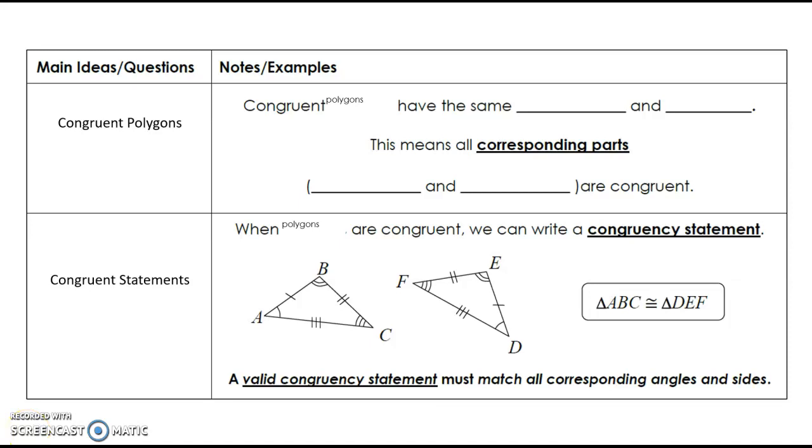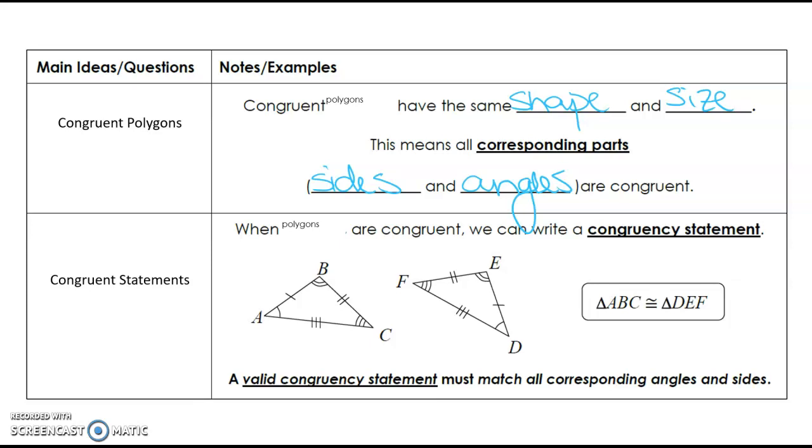All right, so today we are in chapter 5.2 in our notes. This is congruent polygons, and I'm not sure why the polygons is written so small, but we're going to roll with it. Congruent polygons have the same shape and size. When they have the same shape and size, this means that all corresponding parts, for example, the sides and angles, are congruent. So when polygons are congruent, we can write a congruency statement.